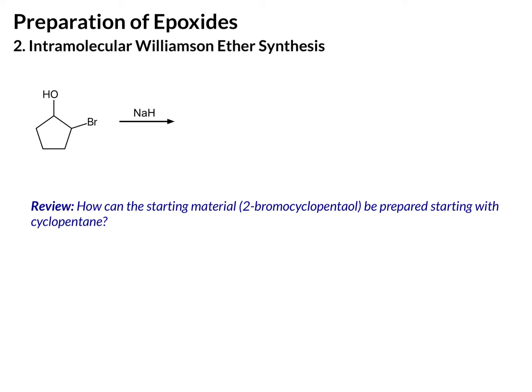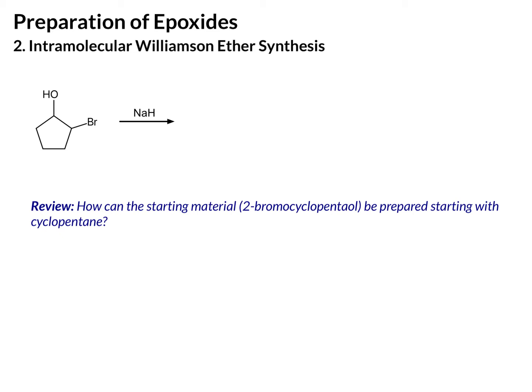The second way that we can make epoxides is using a reaction we've already talked about, the Williamson ether synthesis. But this is going to be an intramolecular variation of that. So again, I'm going to use an alcohol starting material with a base like sodium hydride, but now I also have the organohalide, the bromide, in my substrate here.